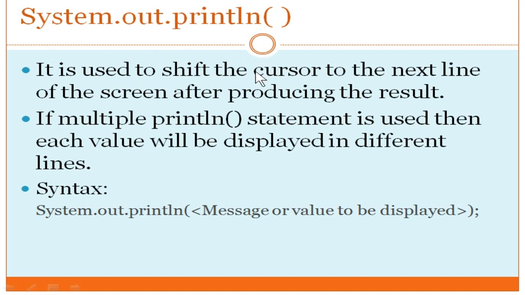If two or more system.out.println are given, then you can see the difference between print and println. If multiple println statements are used, then each value will be displayed in different lines. That's what I meant. Now the syntax is same like system.out.print. Here it is println, then open parenthesis, then the message, and close parenthesis, semicolon, that is a statement terminator. If you have one or two variables, you have to separate them with a plus sign, that is a connector.